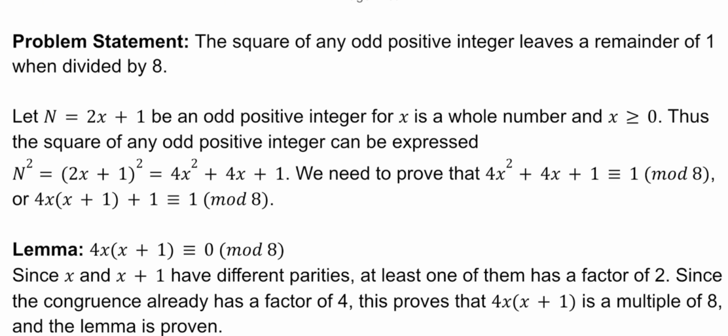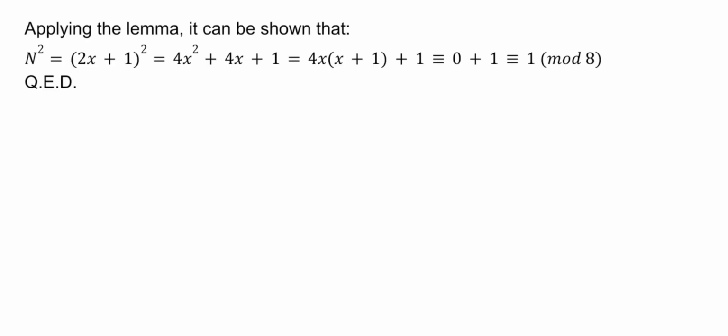Therefore, one of them has a factor of 2 in it, and note that the number 0 has a factor of 2. And since 4 is a factor in the expression, and we know that there must also be a factor of 2 from either x or x plus 1, the expression is divisible by 8, and the lemma is proven. The lemma is applied and the proof is easily completed by the modular addition rule, which allows us to take mod 8 of each of the terms before adding them.